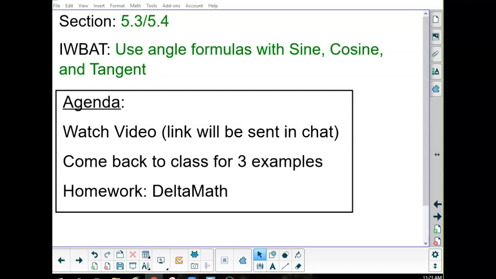I don't think you need to take notes on this, and the reason why is that I'm going to go through 3 examples in class, and those will be our notes for today. I also am going to send you a link of the formula sheet that you could keep, so that will get you all the notes that you need, so you don't have to go back through and rewrite those. But go ahead and watch the video.